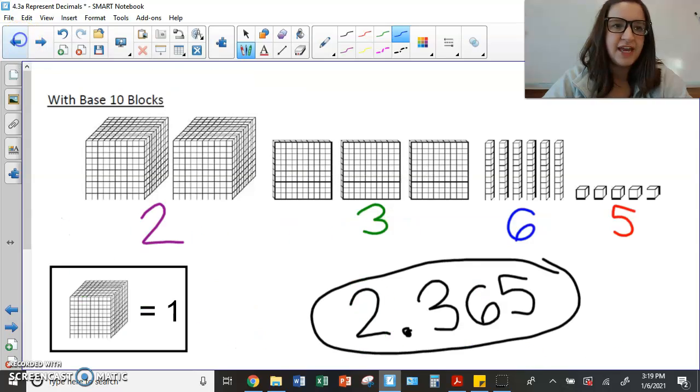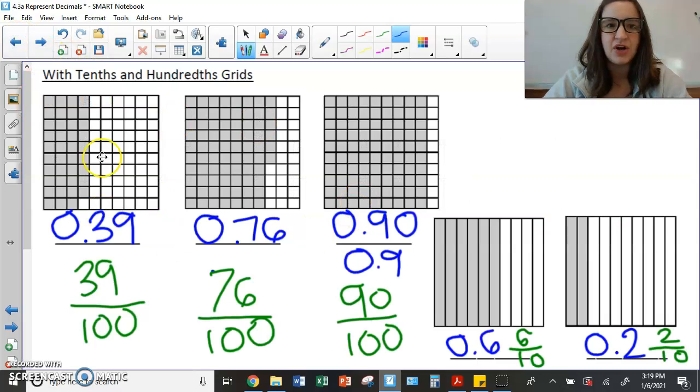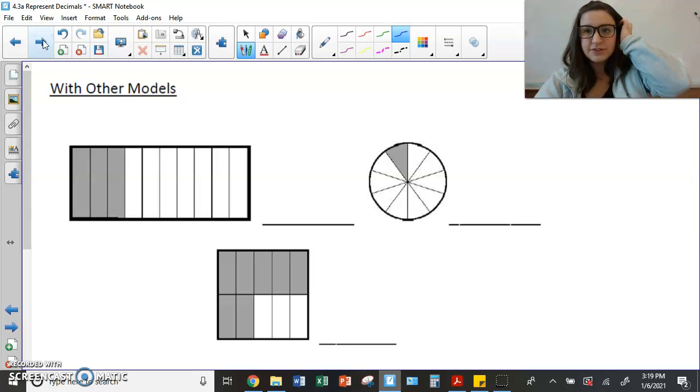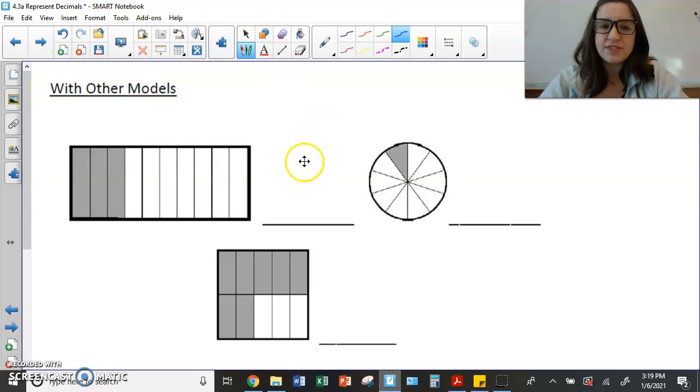So other than our base 10 blocks, our tenths and hundredths grids, you might see different shapes and different models. And you see those and you think automatically of fractions. When you see a circle with pieces, typically my mind goes to fractions, but fractions and decimals are a way to represent amounts smaller than 1. So when we can write something in fraction form, we can also write it in decimal form.